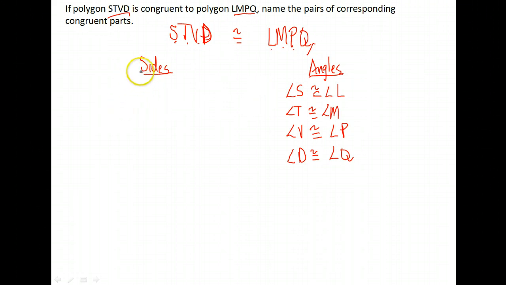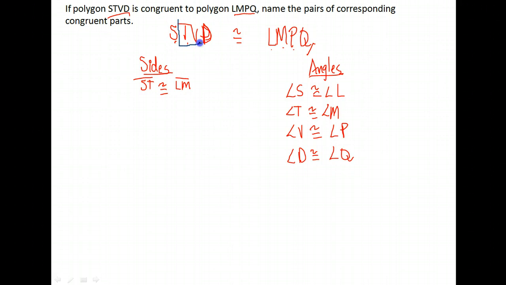For sides, remember sides are line segments, so they have two letters in their name. Let's take the first two letters. This would be a side of this figure. ST would have to be congruent to the side named by the first two letters in this figure, LM. Okay, I'm going to go ahead and erase that so we can go to the next.